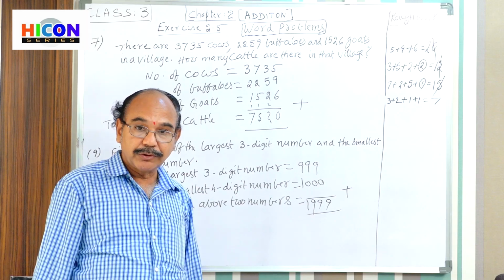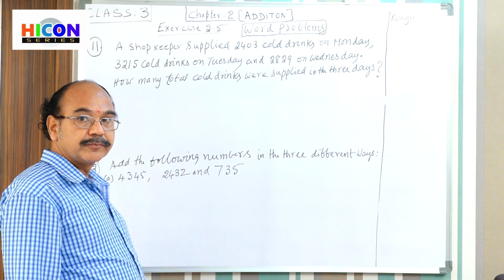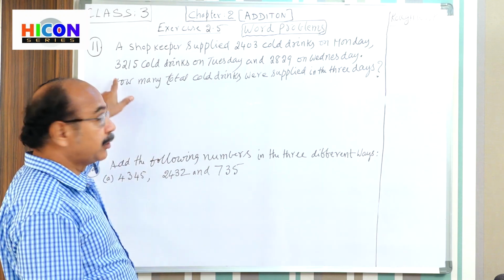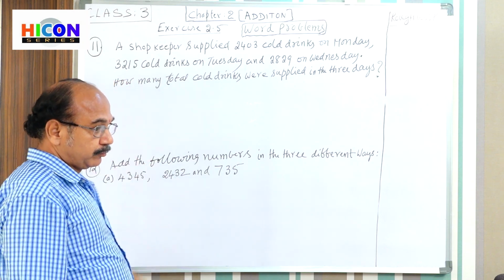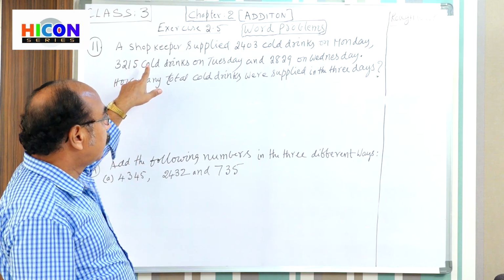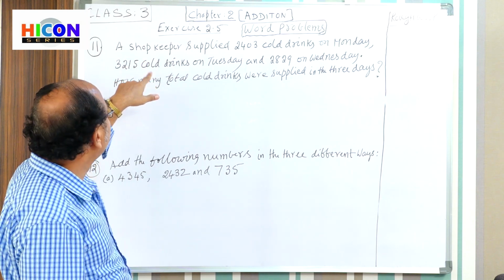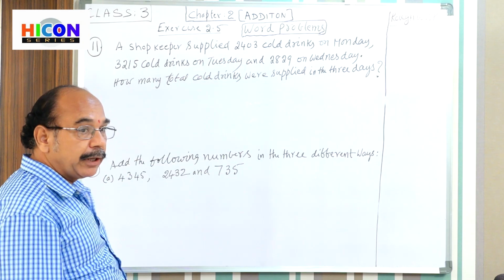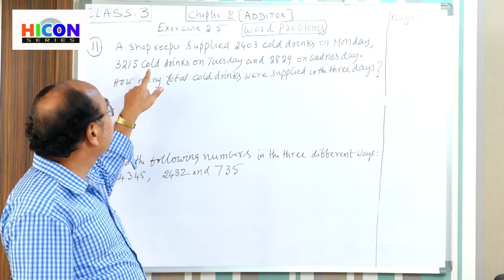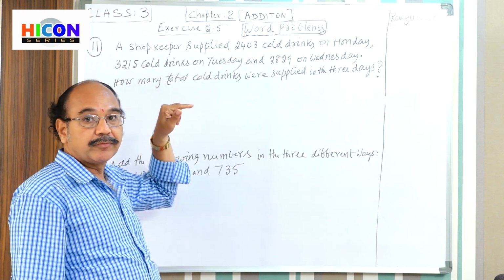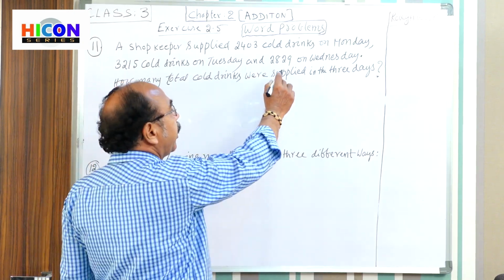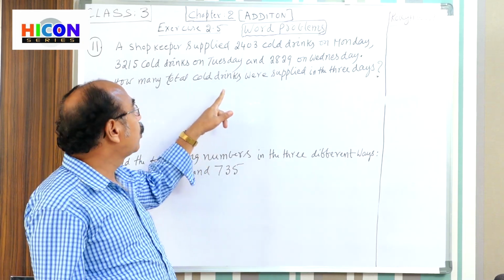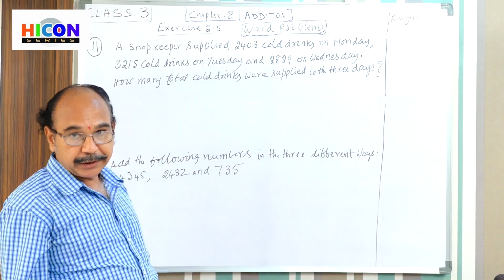Okay, children. Now we go to another question. Now come to the 11th question. In this problem, what is given? Read the question first. A shopkeeper supplied 2,403 cold drinks on Monday, 3,215 cold drinks on Tuesday, and 2,829 on Wednesday. How many total cold drinks were supplied in 3 days?